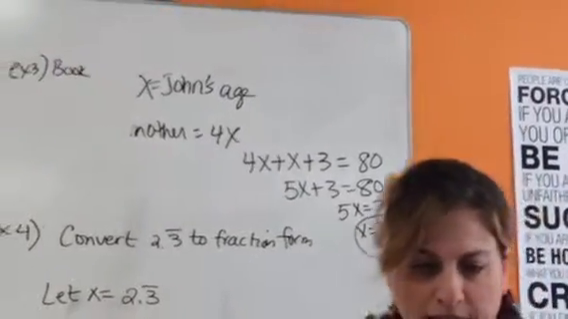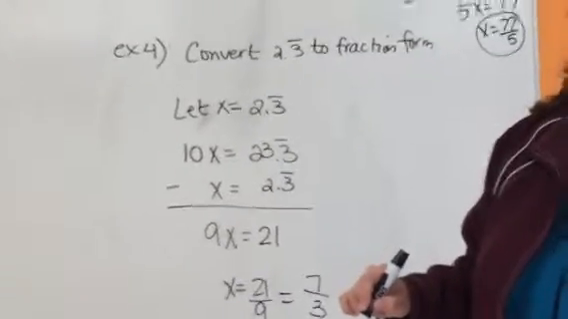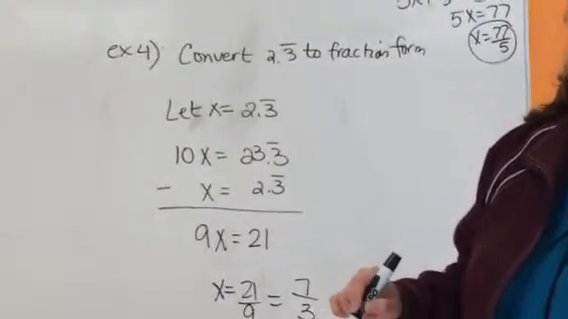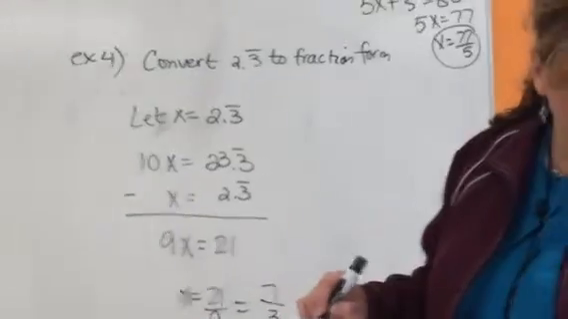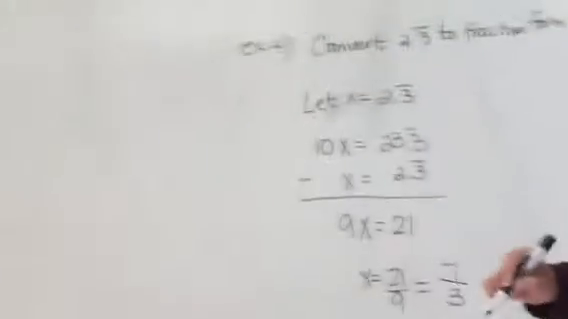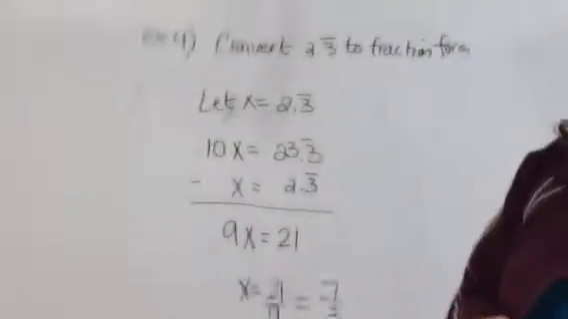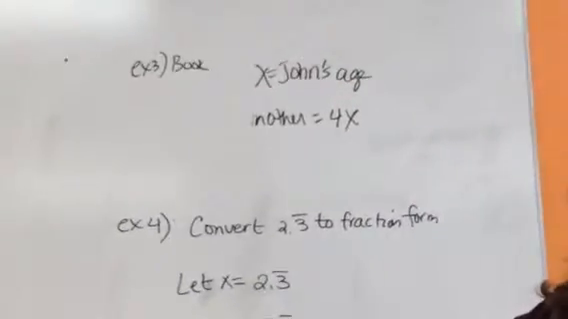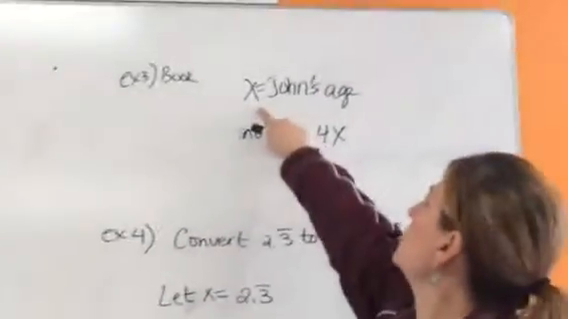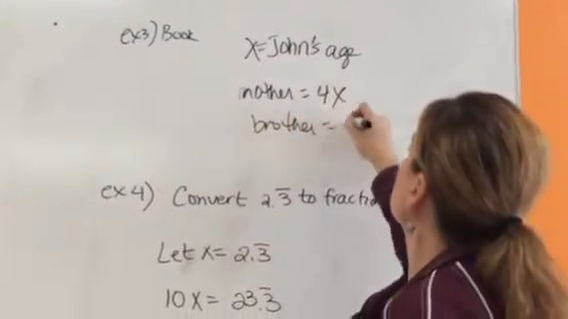Okay? Where's the problem? Nope, I did it wrong. What did I do wrong? Oh, I forgot something. I'm sorry. I forgot about John's brother. John's brother is in there too. That's the problem. Sorry about that. It says John's brother is twice as old as John. So if John is x and he's twice as old, the brother is going to be 2x.